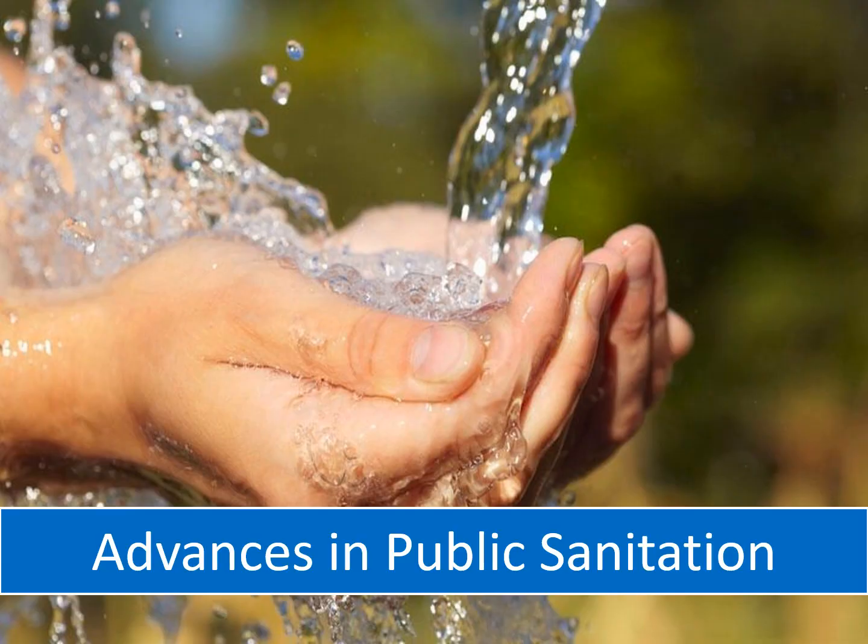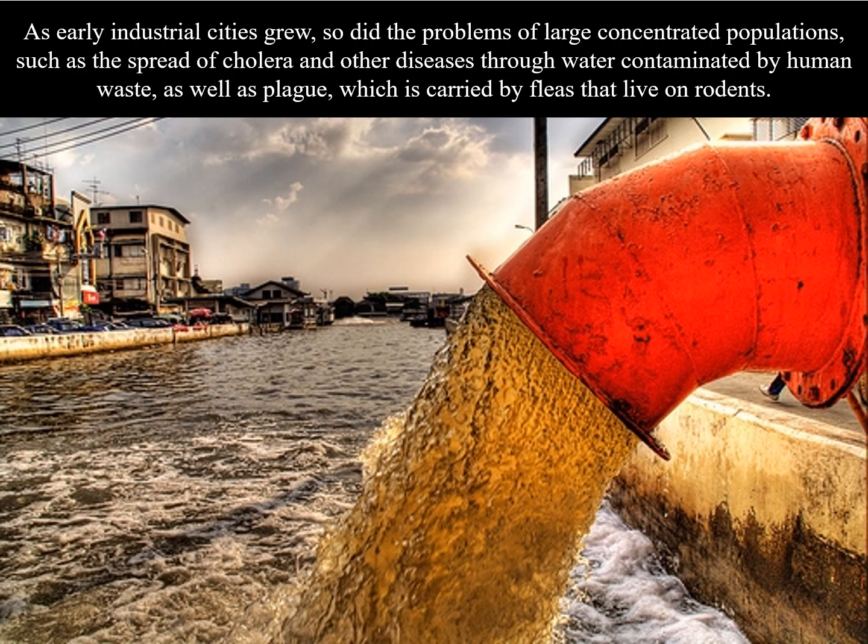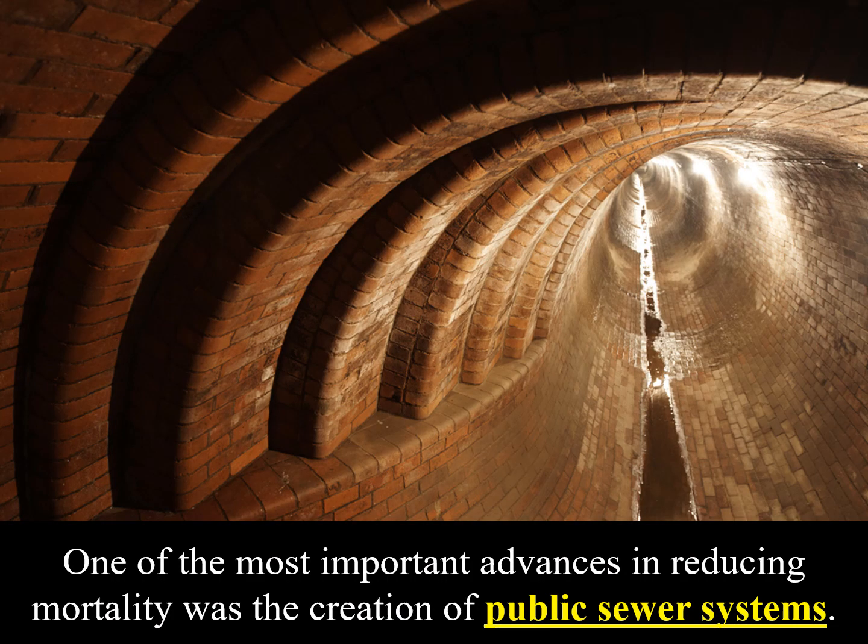Advances in public sanitation. As early industrial cities grew, so did the problems of large concentrated populations, such as the spread of cholera, which is a disease transferred through water, and other diseases through water contamination by human waste, as well as plague, which is carried by fleas that lived on rodents. One of the most important advances in reducing mortality was the creation of public sewer systems.